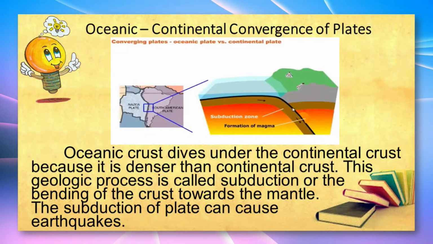In an oceanic continental convergence of plates, the oceanic crust dives under the continental crust because it is denser than the continental crust. This geologic process is called subduction, or the bending of the crust towards the mantle. The subduction of plate can cause earthquakes.